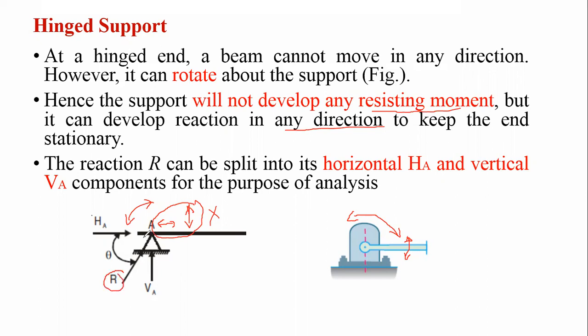Any direction means that it may make an angle theta. It may be of 20, 30, 80, 40, 90, any angle. It means that it is developing the reaction at any angle to keep the end stationary. That's why this reaction R can be split into horizontal HA and vertical VA components for the purpose of analysis.